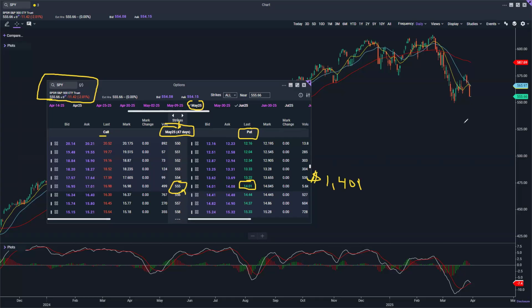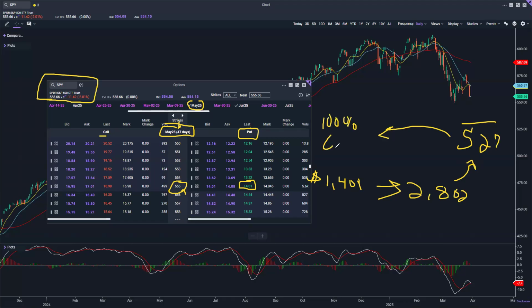And then it gets down to 527. That $1,401 is now worth $2,802 at 527, and that's a 100% gain on that SPY put. That's just with a regular SPY put.